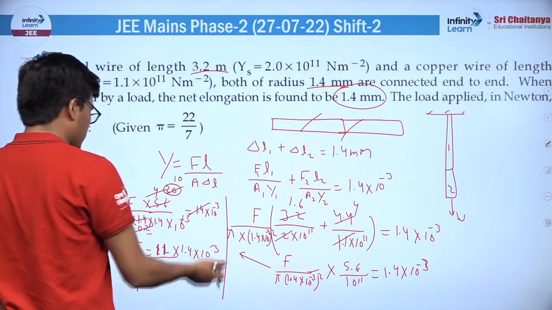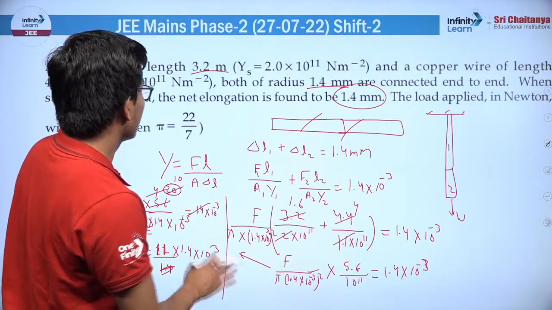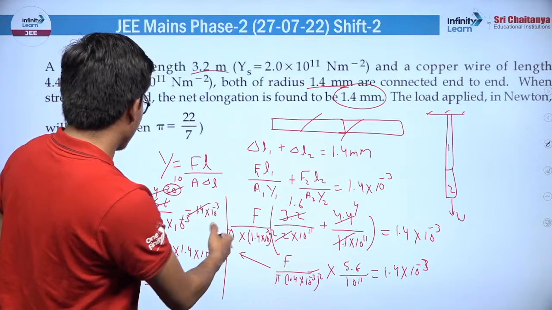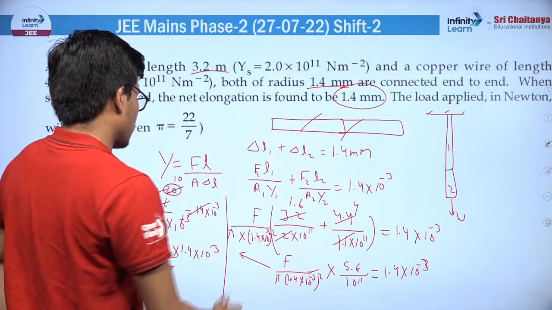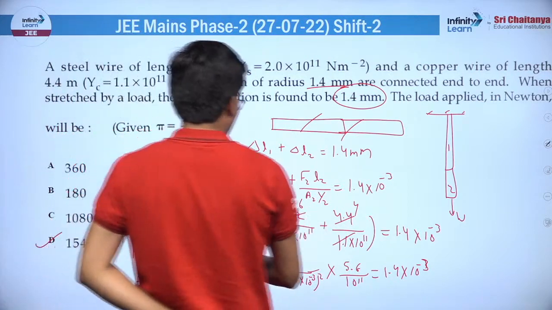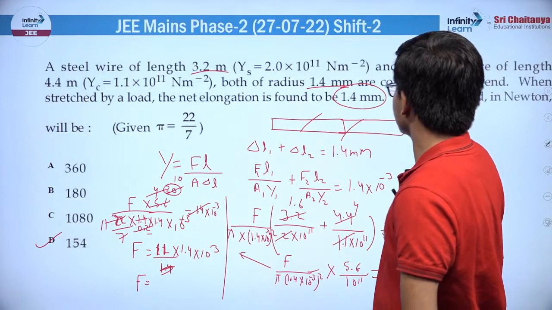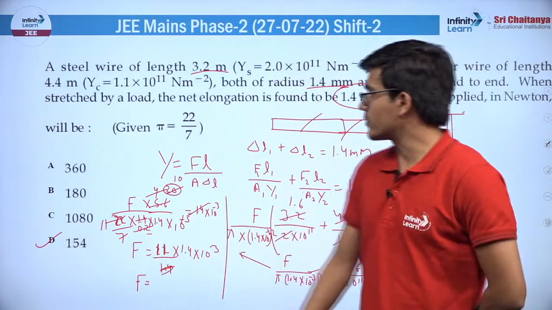You can match with the options. I hope we haven't made any mistake. Lengths are right, area is right, 10 to the power minus 6 is there, 1.4 square we have taken, minus 6 minus 9 is there, 5 minus 2, 2 will be there. Yeah, everything is I guess right, no mistake is there. We have taken this in mm also. Yes, so from here you will get 154 as the answer.